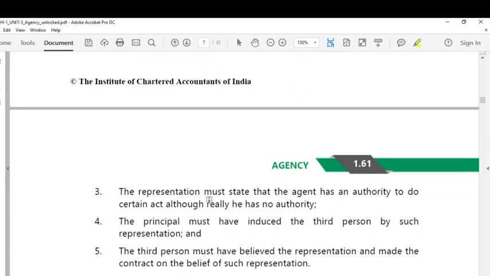The representation must state that the agent has an authority to do certain acts although really he has no authority. So the representation of the principal created an image in the mind of the third party that the agent has an authority to do certain acts although really the agent has no authority, right? So this is the estoppel principle.